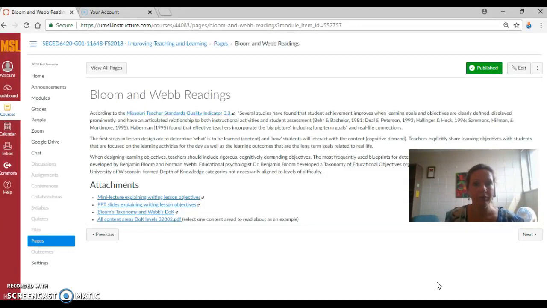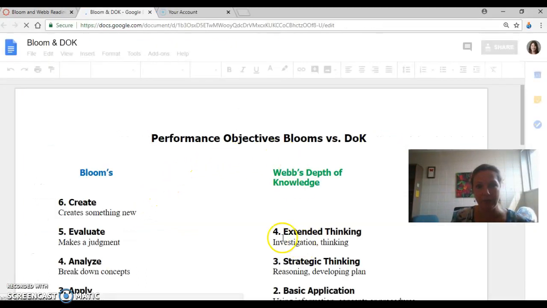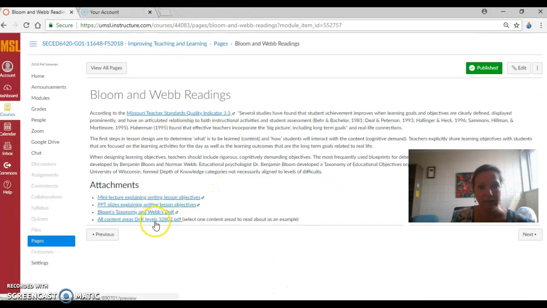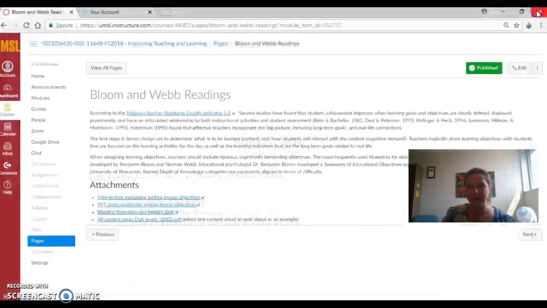And then the Bloom and Webb readings. So right here you have a VoiceThread of me doing a voiceover of the PowerPoint slides on writing a lesson objective. Here are the slides for your reference. Here is the reading in the Google Doc that I put together for you. And then here's a reading showing you what this looks like in different content areas. So just read your content area, or if you're elementary, skim a couple to get an idea.